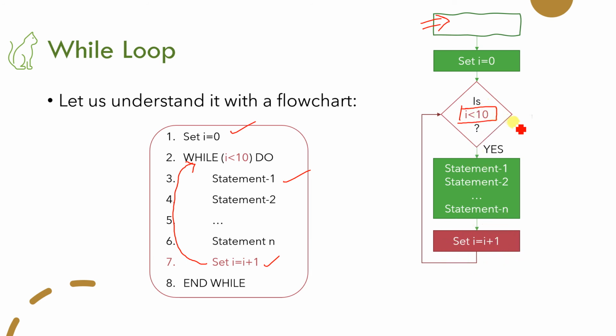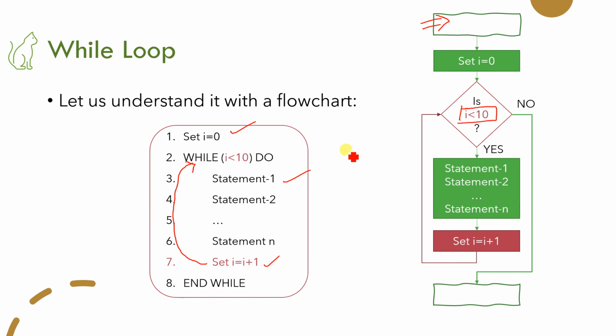So finally, when the condition becomes false, we will come to a separate line. That means we will come out of the while loop and go to some other line which is present in your program. Okay, so this is how the flowchart works for while loop.